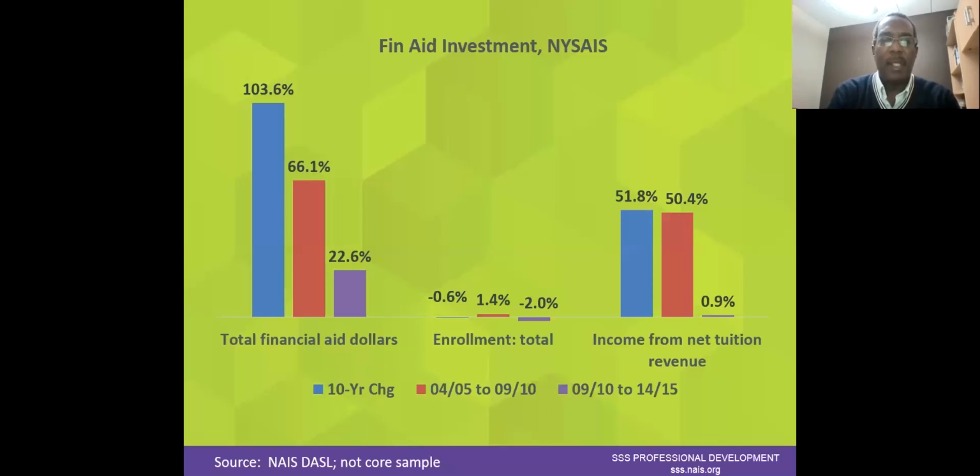These are the types of things that might be helpful to think about when you're structuring your conversations about affordability, financial aid, enrollment, and the evolving nature of demand for financial aid, where it's coming from and who's asking for it, and how you start to structure your responses to that.